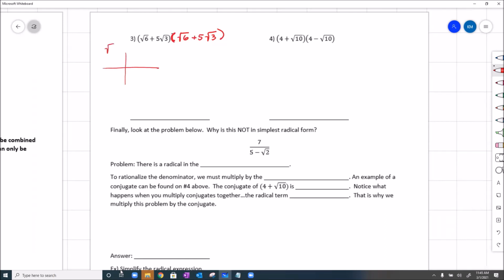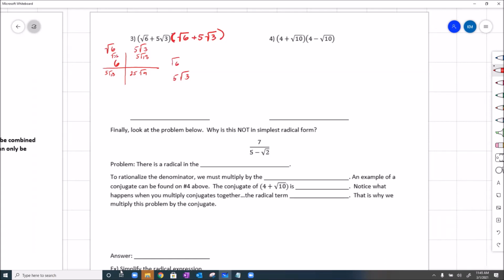So as we look at it, we have radical 6 plus 5 radical 3 times radical 6 plus 5 radical 3. Radical 6 times radical 6 gives us radical 36, which is just 6. 5 radical 3 times radical 6 gives us 5 radical 18. 5 radical 18 here as well, right? And then we have 5 radical 3 times 5 radical 3. 5 times 5 gives us 25. Radical 3 times radical 3 gives us radical 9. I'm writing all of these small because I know I'm going to have to simplify these radicals, just like I had to do with radical 36.